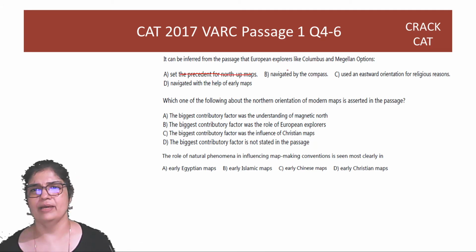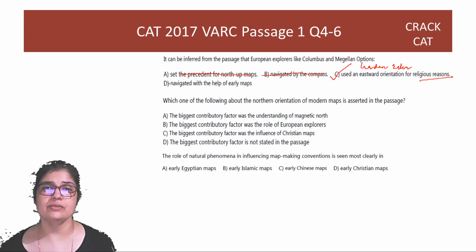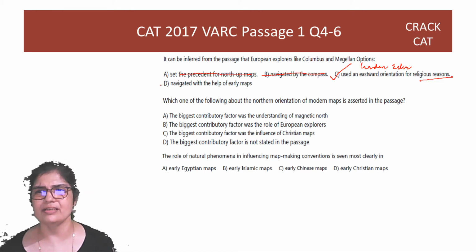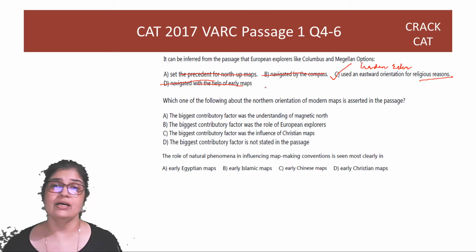Navigated by the compass is not mentioned. Used an eastward, yeah, they thought east was at top because of Garden of Eden. Garden of Eden comes in the Bible. So that is religious reasons. Navigated with the help of early maps, perhaps, but this is not clearly given, right? So you have whether they are using early maps earlier than where they were or current maps of those time. ये early का कुछ बताया नहीं गया है, right? So D is also wrong.